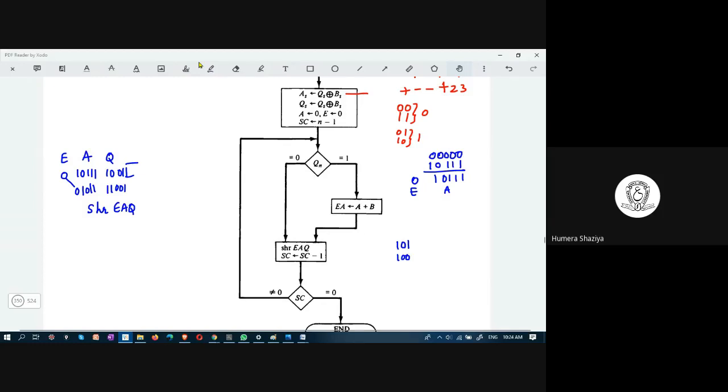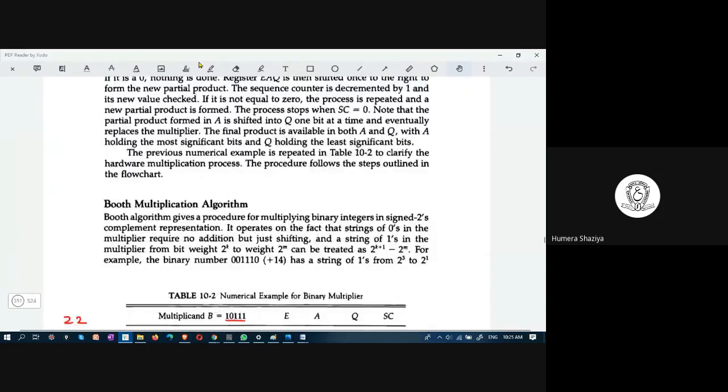The Qn bit is checked again. If Qn is 1, perform addition as well as right shift and decrement the sequence counter. If Qn is 0, only perform two operations: right shift and decrement the sequence counter. When Qn is 1, there are 3 operations: sum, right shift, decrement. 0 means right shift and decrement. This is all about the multiplication algorithm.